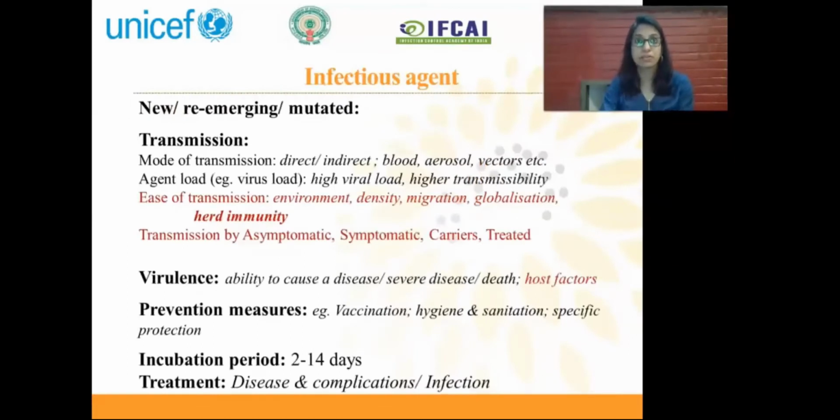Then, in the outbreak investigation, apart from the people who are getting disease, it is important also to study the agent which is causing the disease. Is it new? Is it reemerging? Is there any mutation in it? You have to understand what is the exact virus or bacteria. Then how is it transmitting? You have to understand the transmission. The moment you understand the transmission, you can look at the control measures. You also look at what is the ease of transmission. If it transmits very easily, then you have to have more stringent control measures.